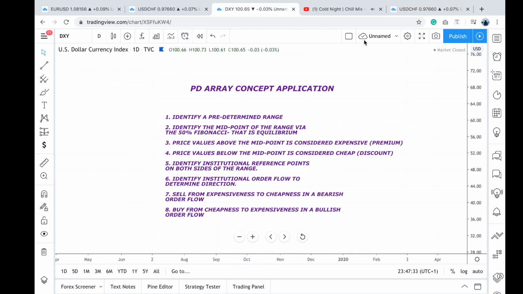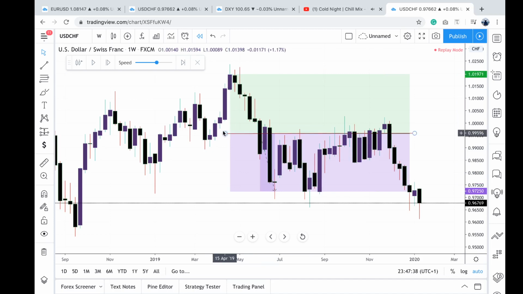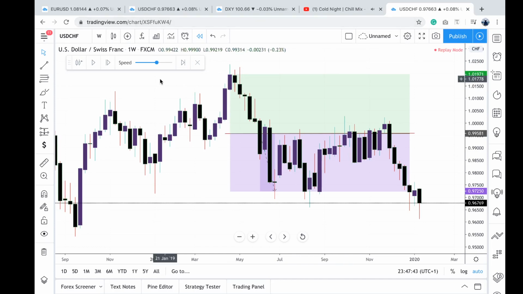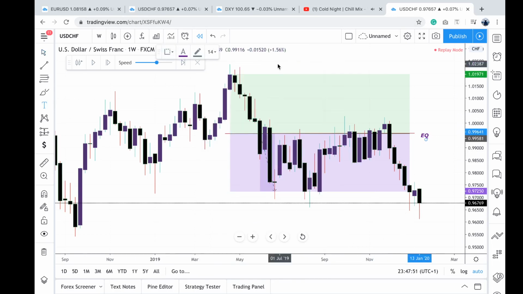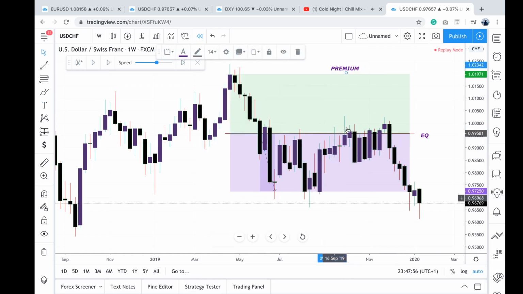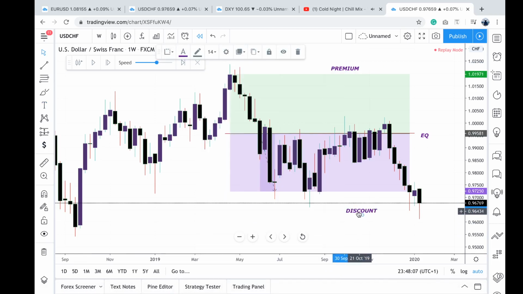That is equilibrium. Okay, so what we just did was draw up a Fibonacci, and the midpoint of the range is here, which you can see differentiating price. Now we've identified equilibrium, so we can simply label this EQ. EQ stands for equilibrium, and then we can label this premium. Anything inside the green box is considered premium. Then we can consider this discount. Anything inside the purple box is what we call discount. Now we've identified a premium level and a discount level.